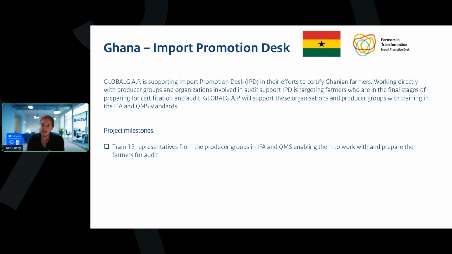So between this and the project in Namibia, you see the difference in scale. Sometimes working with local producers for national retail, or sometimes working with those right on the cusp of certification, looking for international export.